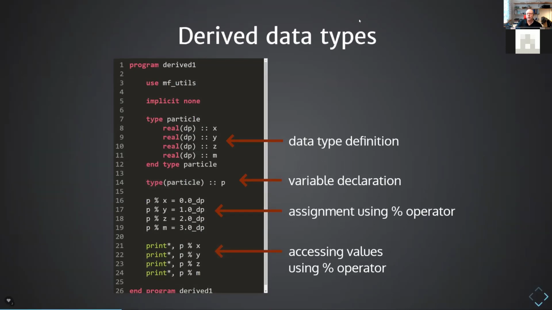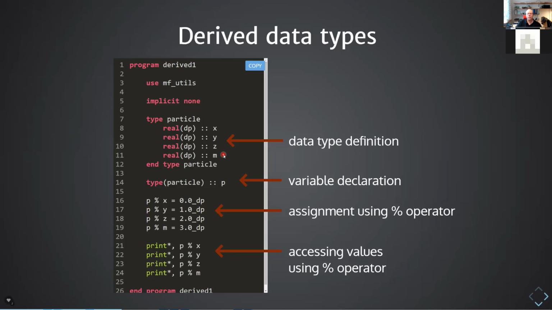So here we have a program that defines a particle data type. This is our new data type, and it combines four fields: an X, Y, and Z field, and then mass. This is just a simple example, and that will become a single data type.